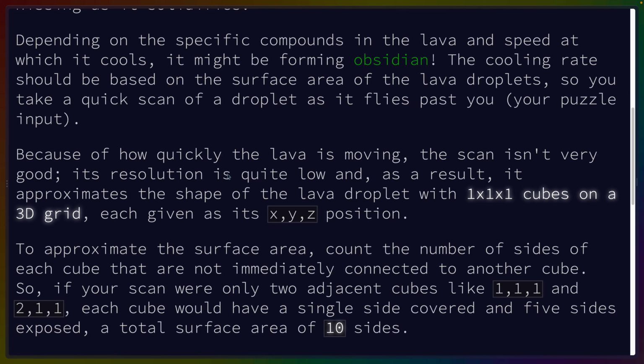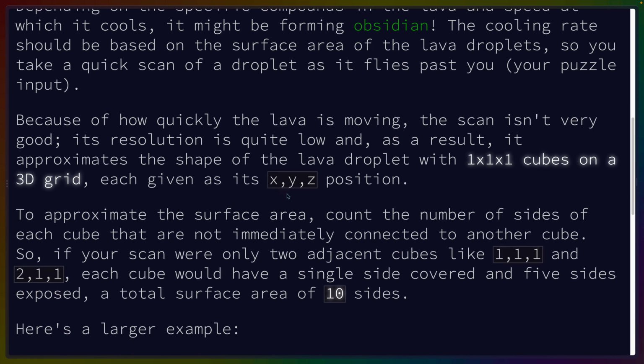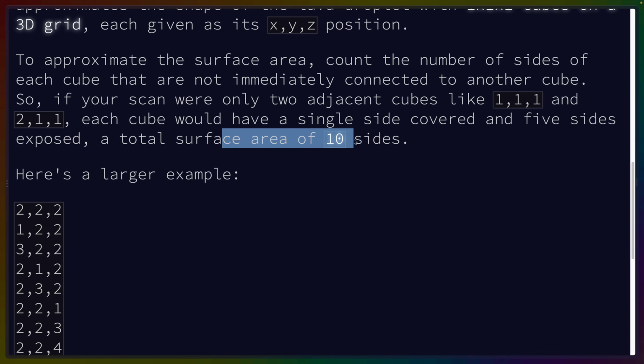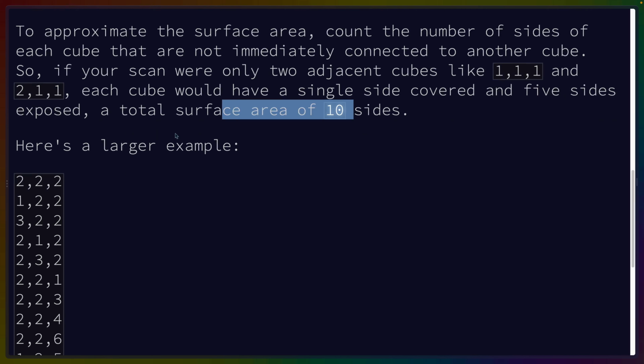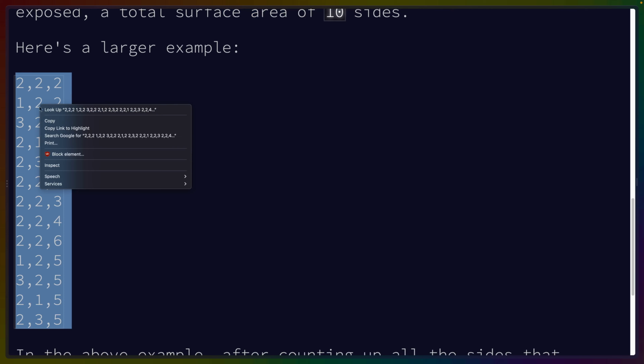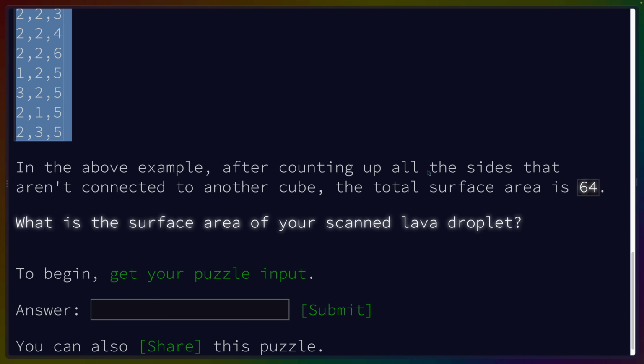We scanned it, low resolution scan, 1 by 1 by 1 cubes on a 3D grid. It looks like we're supposed to care about the surface area, so 2 adjacent cubes, 1,1,1 and 2,1,1. Each cube would have a single side covered and 5 sides exposed, because cubes have 6 sides, so surface area is 10. Here's what I assume is our input. In the above example, after counting up all the sides that aren't connected to another cube, the total surface area is 64. What is the surface area of your scanned lava droplet?